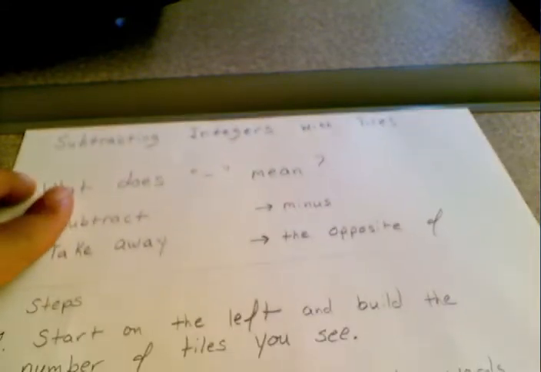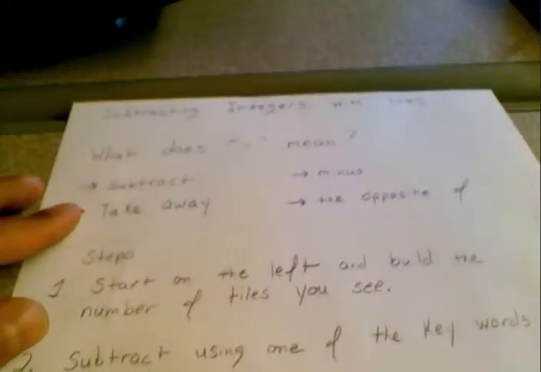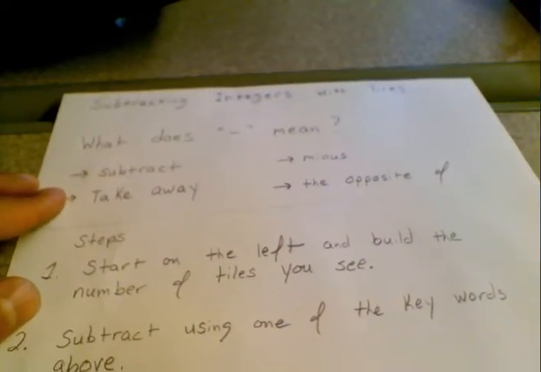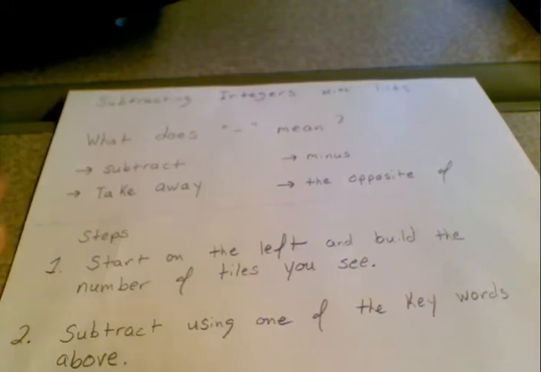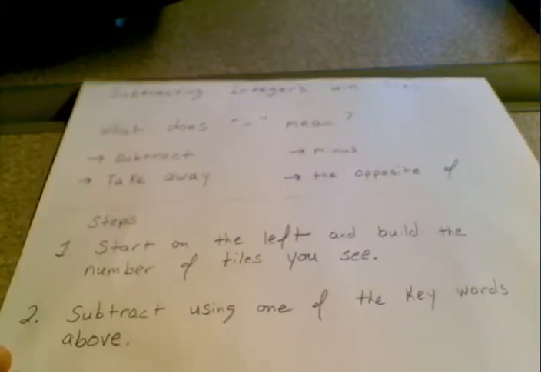Here are the steps you are going to take today in solving integers that involve subtraction. First, you're going to start on the left and build the number of tiles you see. Then your second step is going to be to subtract using one of the key words above, or the key phrases here for subtraction. Let's go over an example. Here's what I'm talking about.